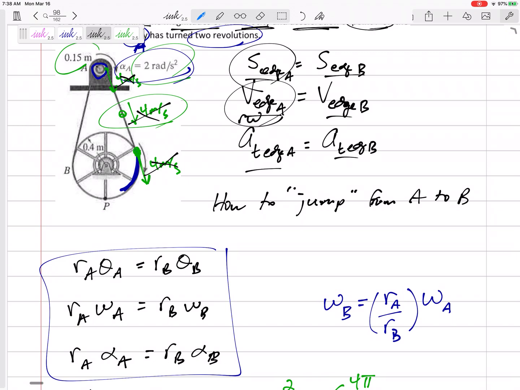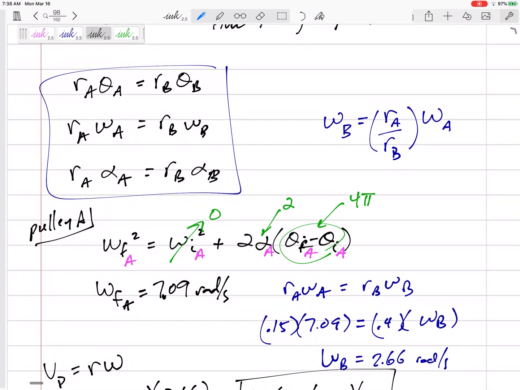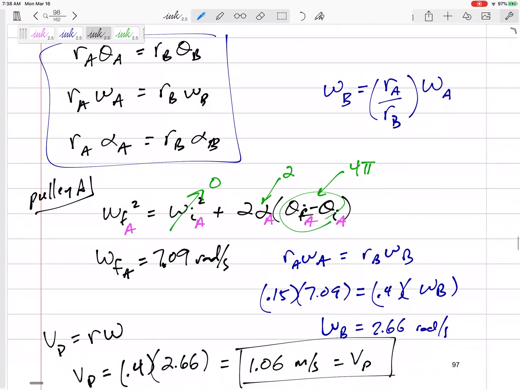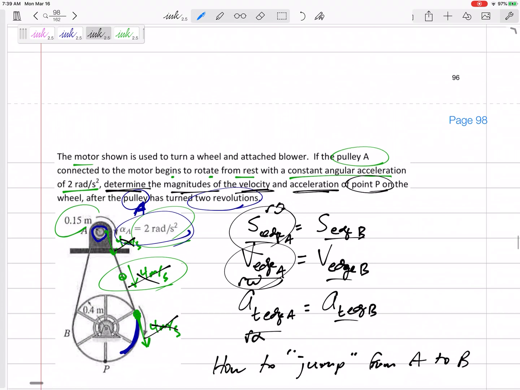R omega. What is the acceleration? R alpha. What is the distance? This arc length S, R theta. So R_A theta_A equals R_B theta_B if you want to jump from A to B. So we did that. We did kind of all the math at pulley A, and then I took my answer, 7.09, and I jumped it to the angular velocity of pulley B, and I used that to get the velocity of point P.